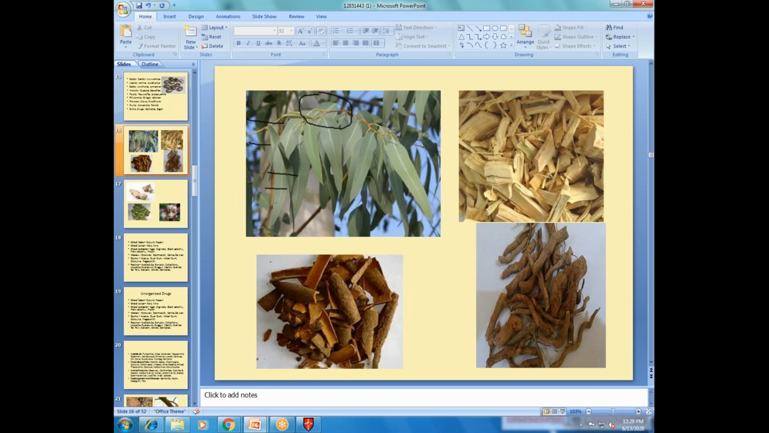So you can see eucalyptus leaves. You can see this is a quassia wood. This is our chekke or cinnamon bark. This is Rauwolfia, the one I was talking about, Rauwolfia root. This is classified under root. This is classified under the bark. This is classified under the leaves. This is classified under the wood.